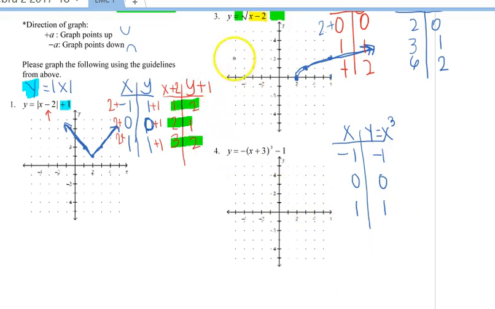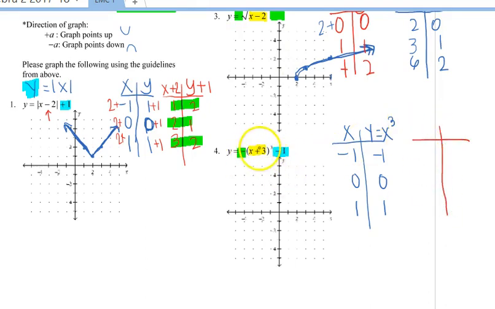This has 3 transformations going on. Can you name them? I love it when you talk to the computer, right? Yes, that's awesome. It's going to have a shift to the left 3. It's going to have a flip over the x-axis, and it's going to have a push down 1 unit. So those are the 3 transformations that we have to put into the new table of values.